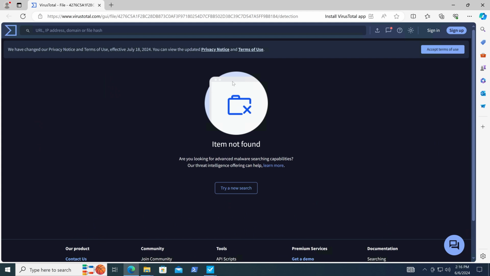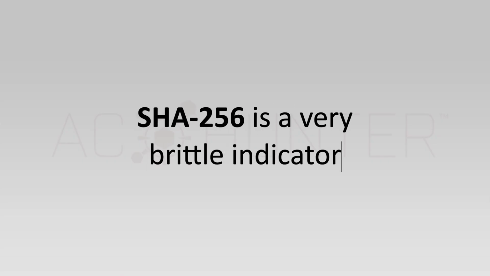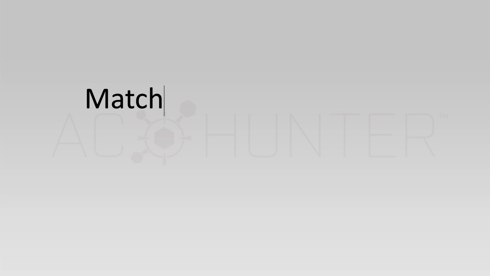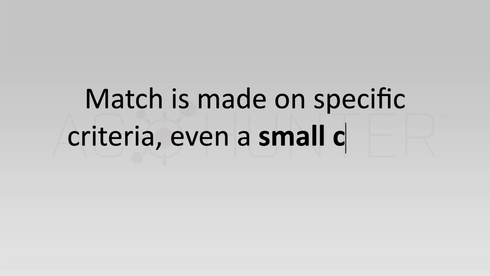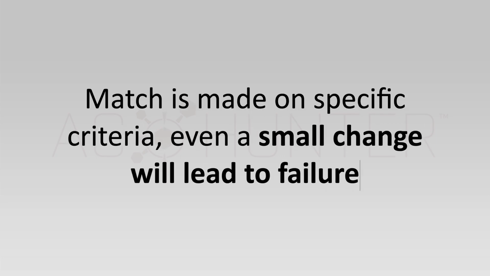It is, however, extremely common to not get a match on the SHA-256 hash since it is considered a very brittle detection method, meaning a match is only made based on very specific criteria, and if even the smallest detail changes, the detection will fail. Of course, with most cryptographic hashes, a change in only a single byte will produce a different result, meaning it is very easily foiled by threat actors.